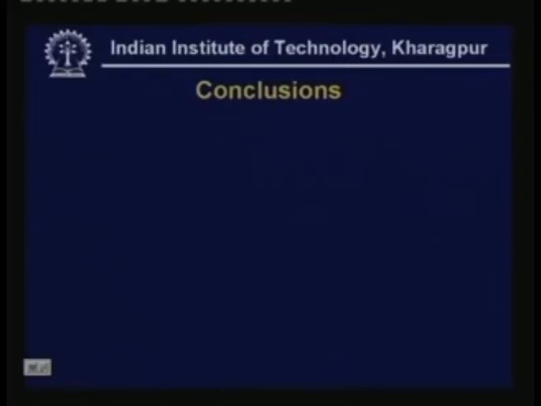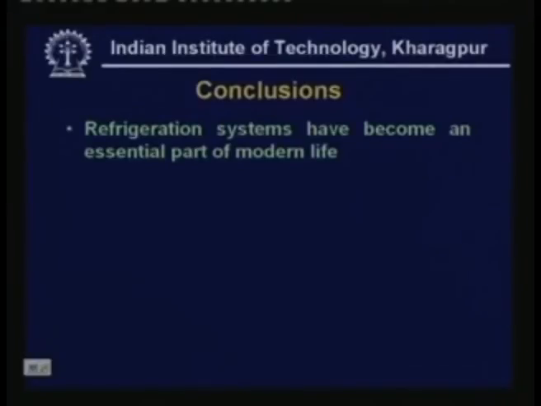Now let me conclude this lesson. In this lesson we have defined refrigeration and air conditioning, and we have outlined the historical aspects of various natural and artificial refrigeration methods. And while doing so, we have also explained the working principle of these systems in brief. When we discuss these systems, we will explain the working principle once again in detail. Right now the main focus is to develop refrigeration systems. You cannot imagine modern life without refrigeration and air conditioning. It has become an essential part of our life.